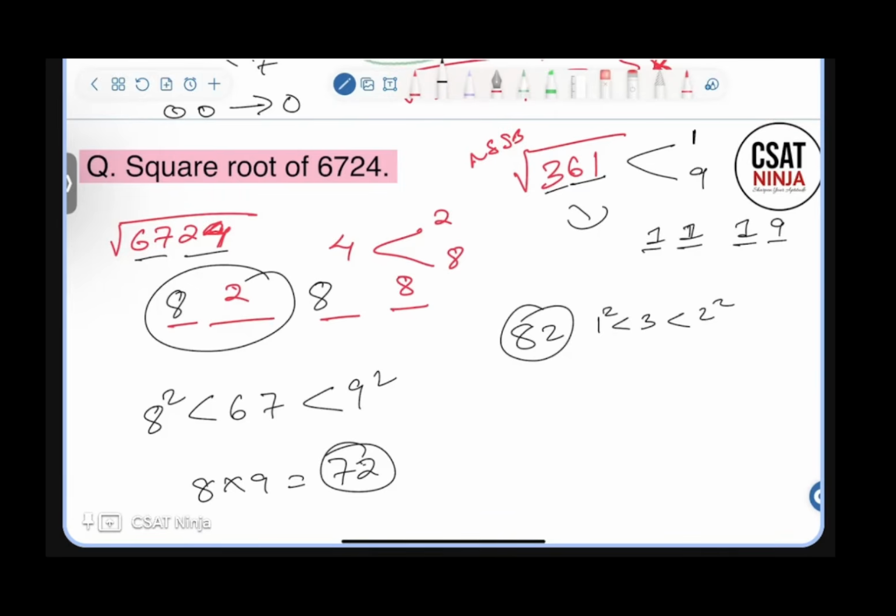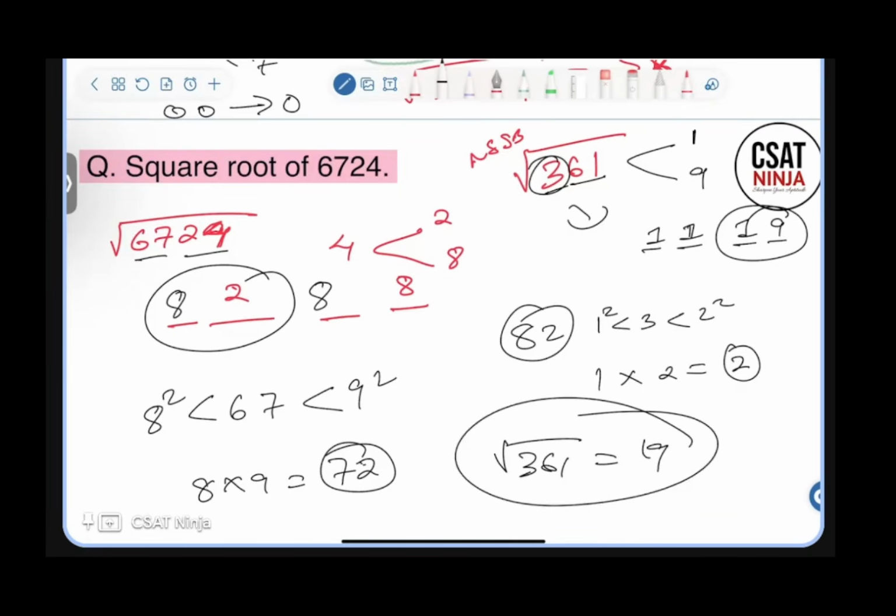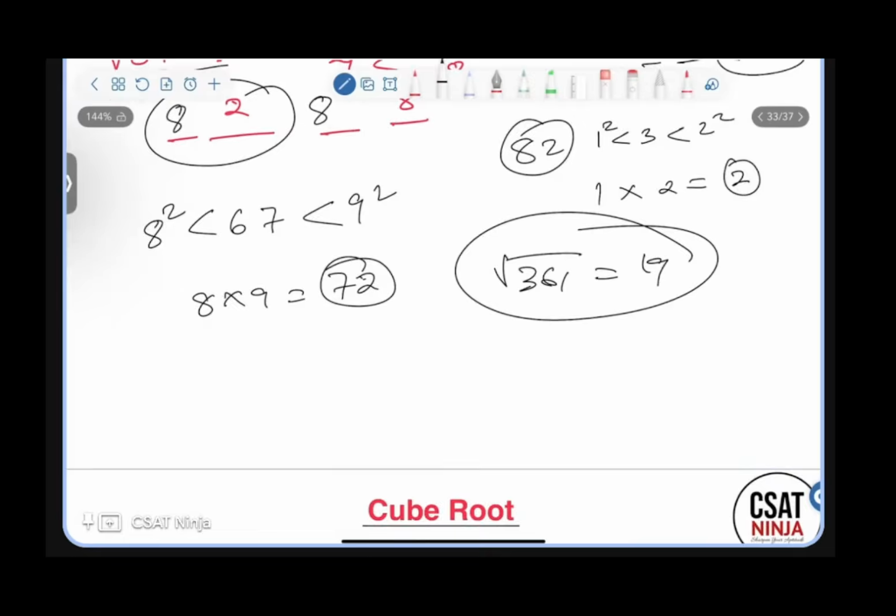So we have two options, either it is 11 or 19. I'll multiply this, 1 2s are 2. This one is greater here, that means the answer here is 19. So square root of 361 is nothing but 19. That was asked in NSSB. Are we clear with this? Shall we move on to cube root?